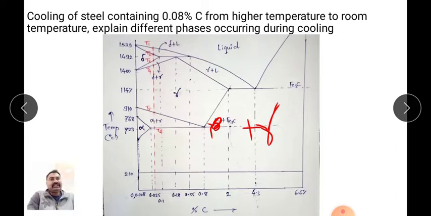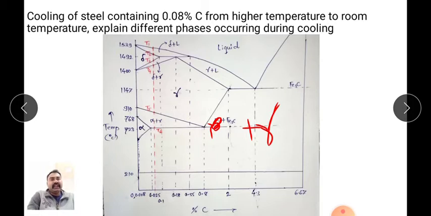At T1, which is approximately 1539 degrees Celsius, the steel is present in the liquid phase. So the very first phase while cooling from higher temperature to room temperature, at T1, will be the liquid phase. So at T1 we have the occurrence of steel in liquid phase.